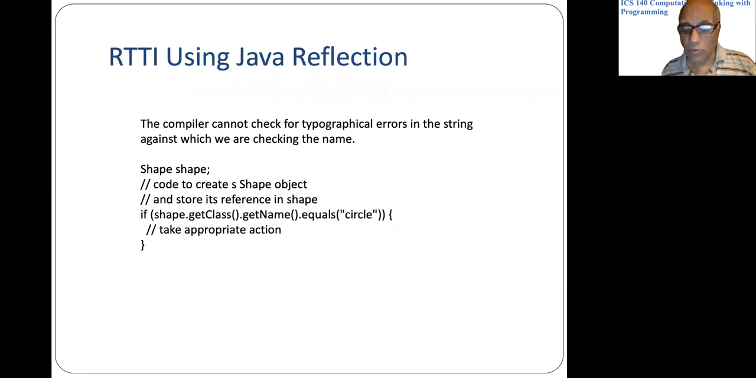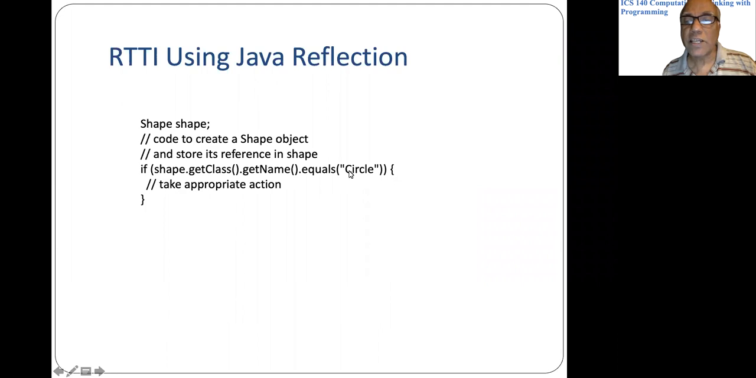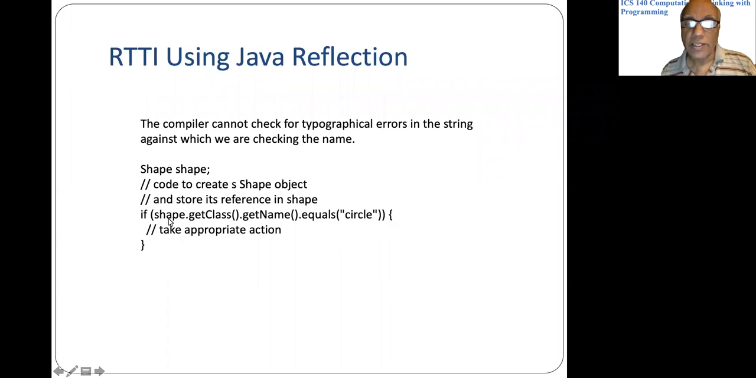But let's see what can go wrong with this. Suppose I type circle all in lowercase, then this will not work. This will compile correctly, but this will not work, right? Because there may be no class called circle with a lowercase c. So I am thinking that I typed the correct class name, but Java has no way of checking whether this is meant to be a class name. So my code has a bug.